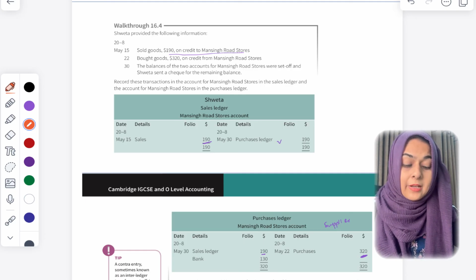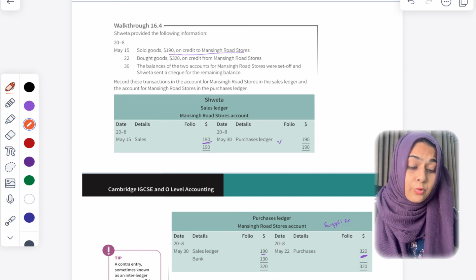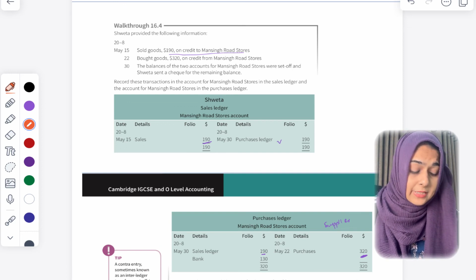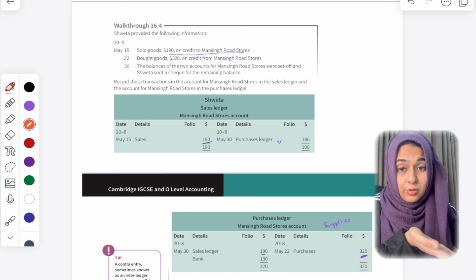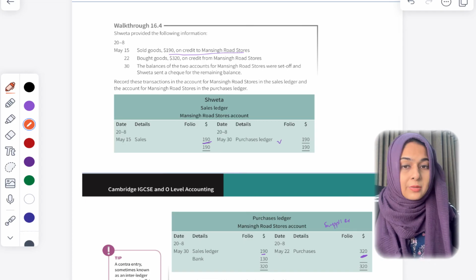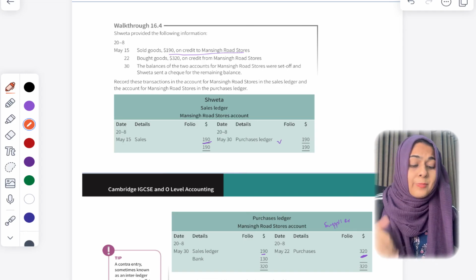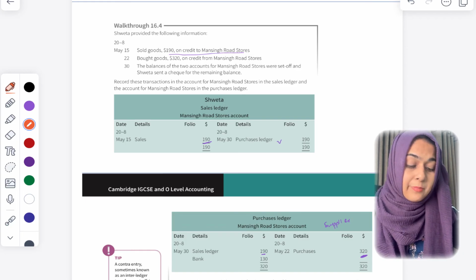So that means Contra will go in both. It's like a set off, and it will go in both sales ledger control account and purchases ledger control account. Just like it went into the customer account also, and it went into the supplier account also. So Contra is also called set off. Set off will go in both sales ledger control account and purchases ledger control account.